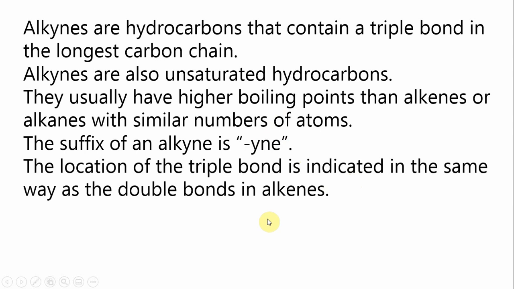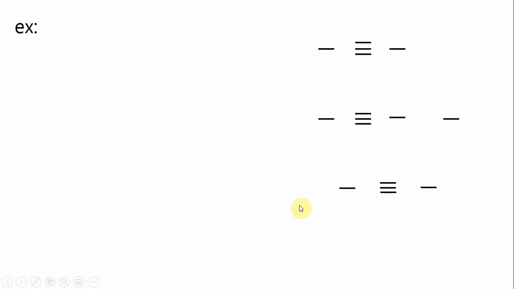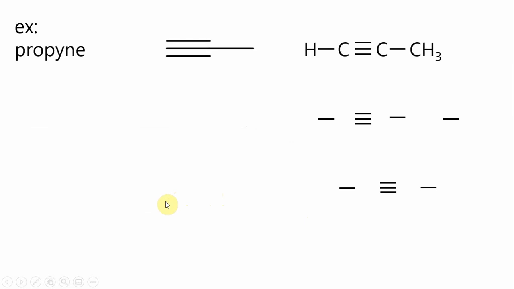All right. All other naming aspects are similar to that of the alkenes. Okay, so if we have some examples here, propyne. So 3 carbons. We start numbering at the carbon that's closest to the triple bond. So the triple bond is closest to the one end. That's the end we start numbering from, 1, 2, 3. So there really is only one position, because if you switch them to the other position, it's just flipping the entire molecule, so you still have the same molecule.